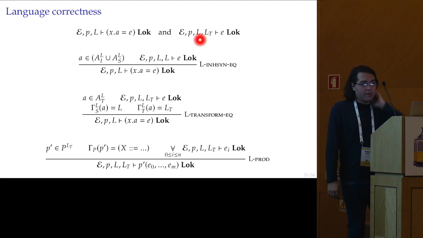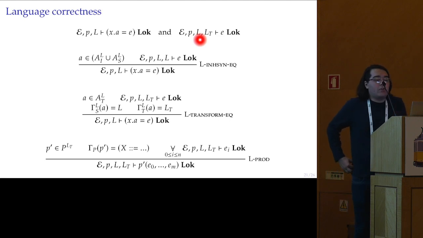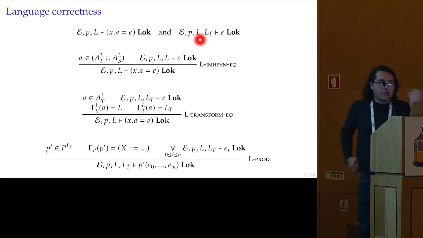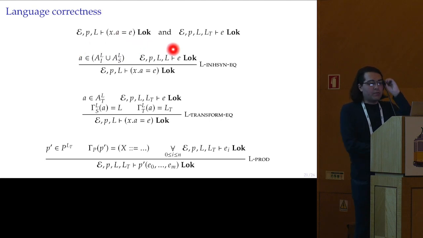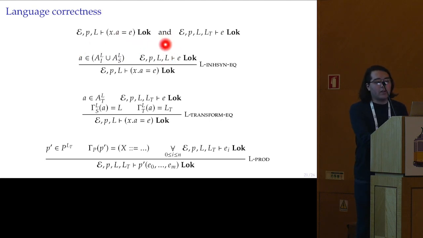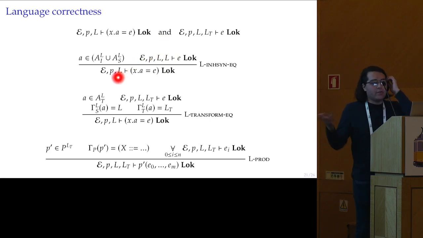So the difference between the source and target language being different is important for keeping track of them. In the case of inherited and synthesized equations, where the attribute is inside our set of inherited or synthesized attributes for the language, we are just propagating the check downwards to the expressions with the same source and target language, L for both, when we're checking against the equation within a certain source language.